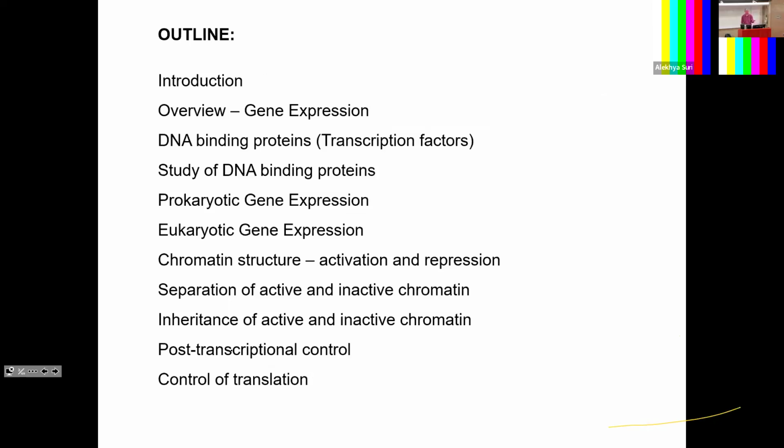So the outline will be, as you see, introduction. We go to gene expression, prokaryotic, eukaryotic, and methods to identify proteins that bind to the DNA. We go to higher order structures, chromatin, and then we will also cover gene expression when it goes out to the cytosol, translation.